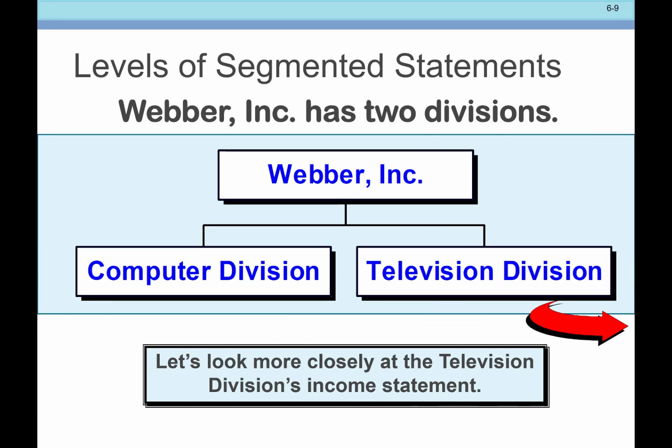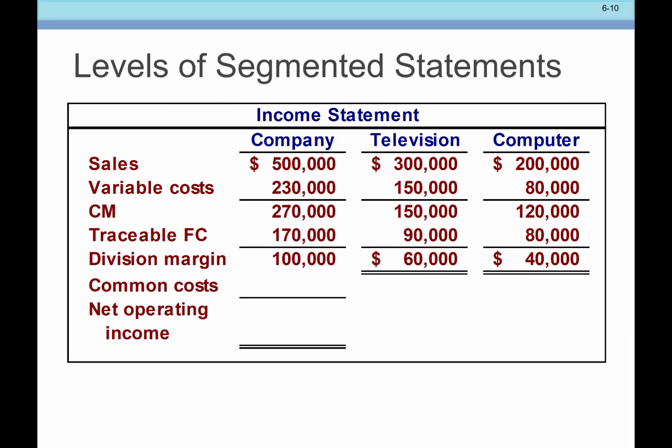Okay, so we look at this company. It's got two divisions, computer division and television division. We're going to see how we would analyze these. Now, you might want to skip ahead a couple slides, guys, because I decided there were a couple of superfluous slides that we didn't need. And so I just went ahead and took those out, okay?